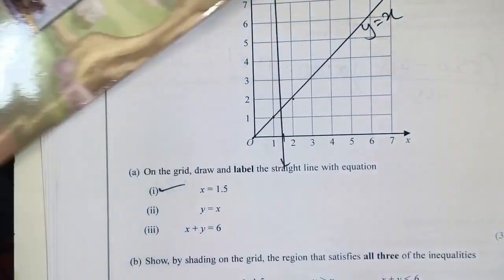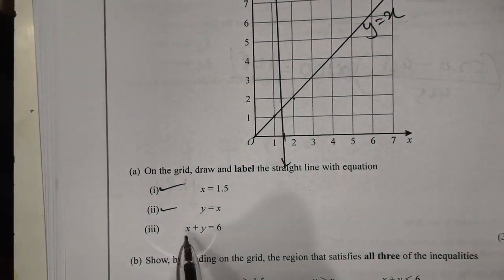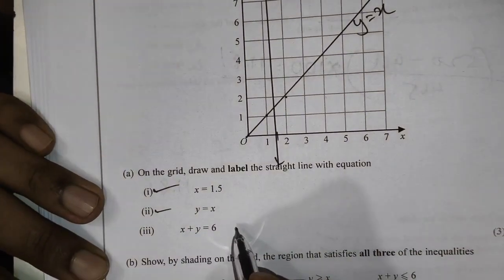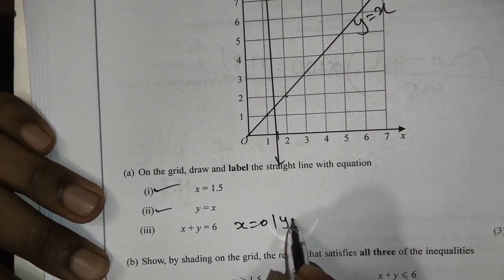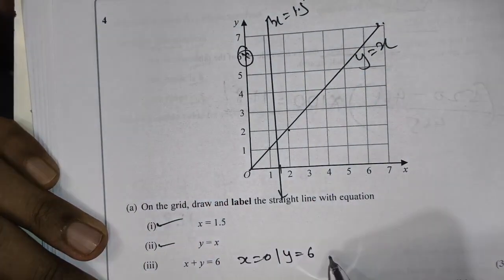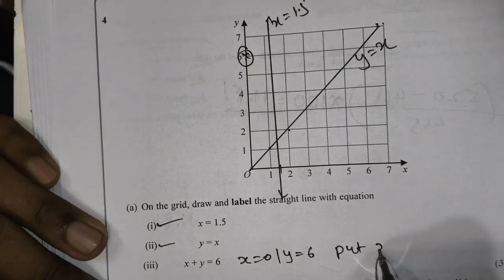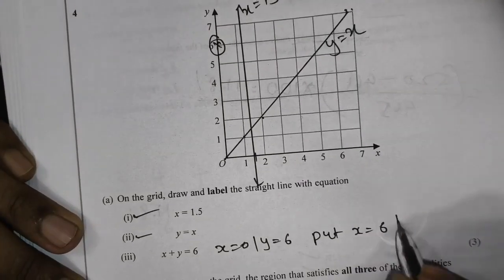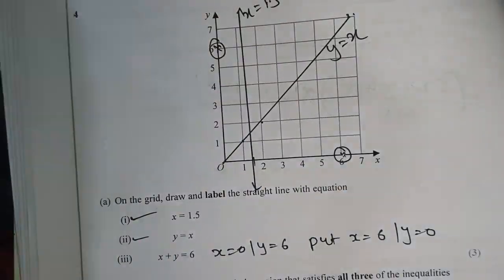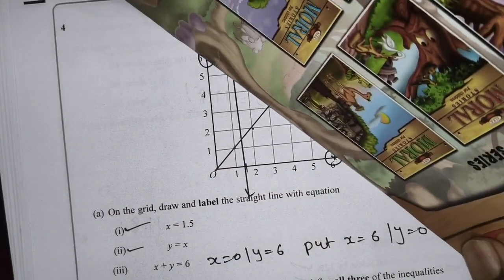So any line passing through this is going to be y equals x, sorted. Then x plus y equals 6. In such cases, take x as 0, then y will be 6, mark y as 6 here, correct, and then put y equals 0, then x will be 6. So x equals 6 is here. Just join the two points into a line and you are done.